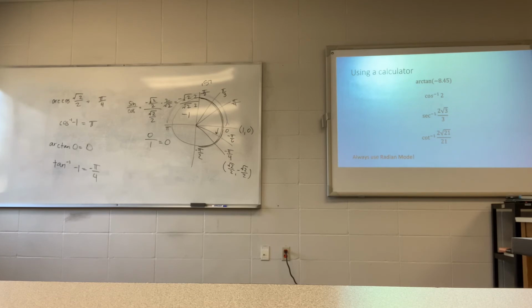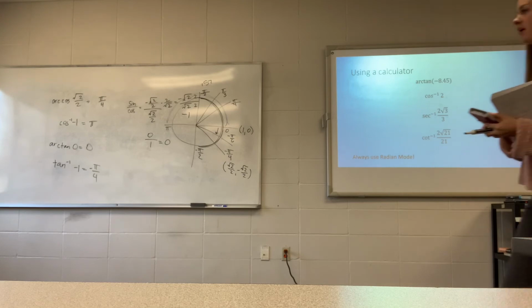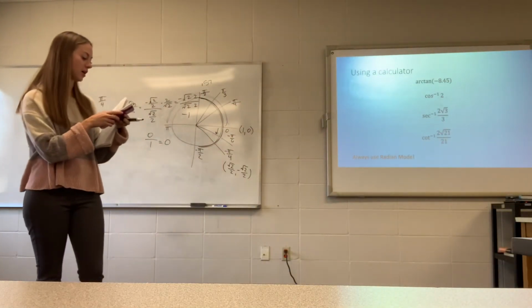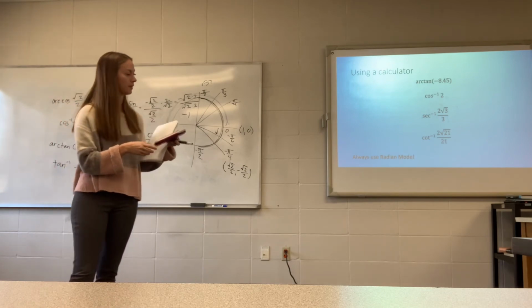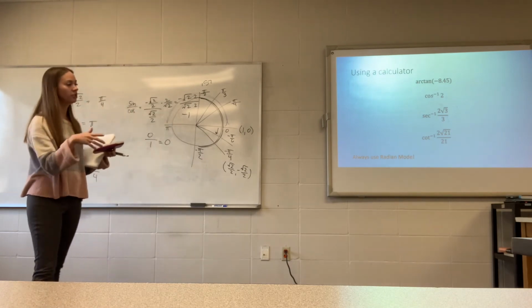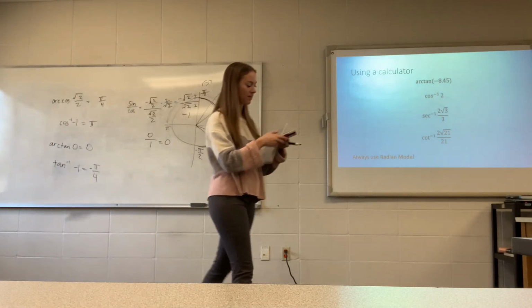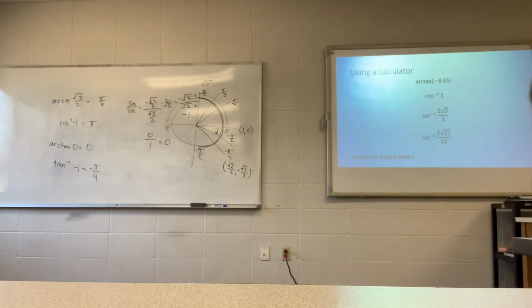So if it says arctangent of negative 8.45, first of all, make sure you're in radians. So if you're not in radians, go to radians. Then arctangent is the same thing as inverse tangent. So go ahead and type second and then the tangent button. And then type in negative 8.45.